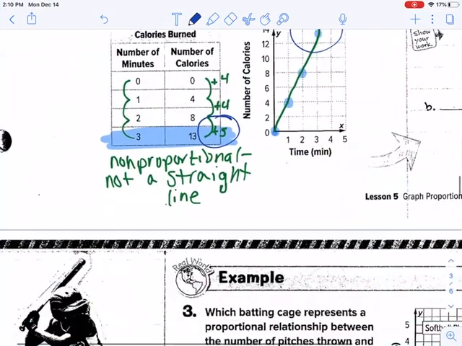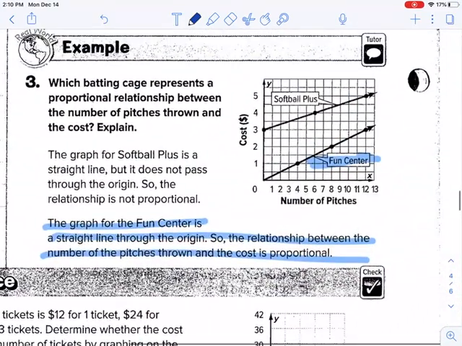Oops, sorry about that. And then if you look at example 3 on the next page there, which company shows a proportional relationship between the number of pitches thrown and the cost? Well, it's going to be Fun Center because it's a straight line through the origin. Softball Plus starts at $3, so maybe you have to pay a fee just to use their facilities.